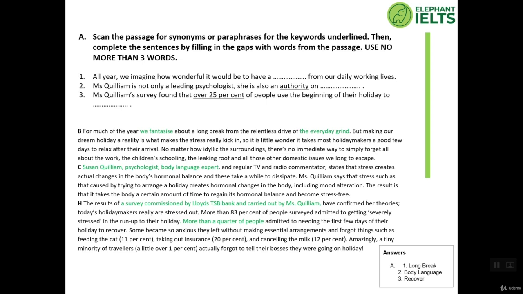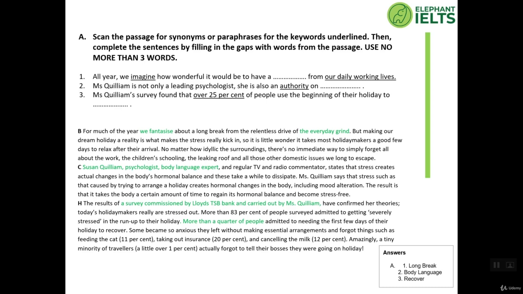Can we find the synonym for daily working lives in the same sentence? Well, yes, I can. Every day means daily, and even if I don't know what grind is, my logic tells me, well, it must mean working lives. So I'm sure that this sentence is where my answer is.